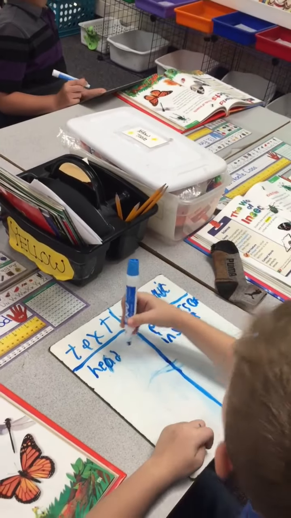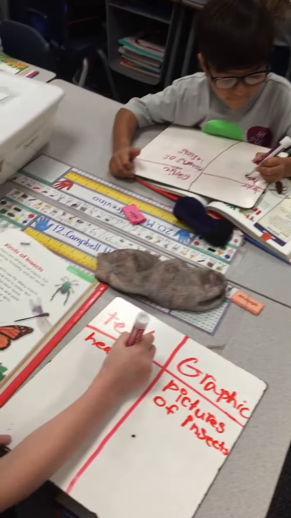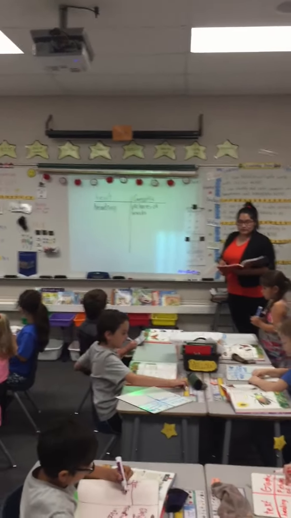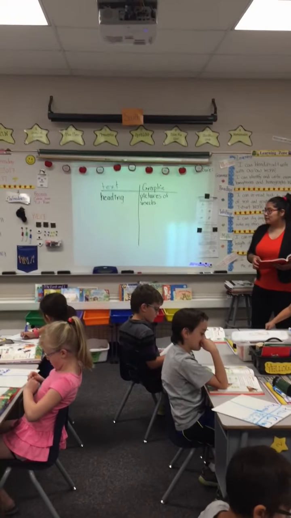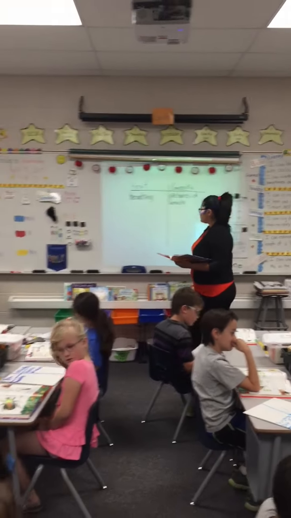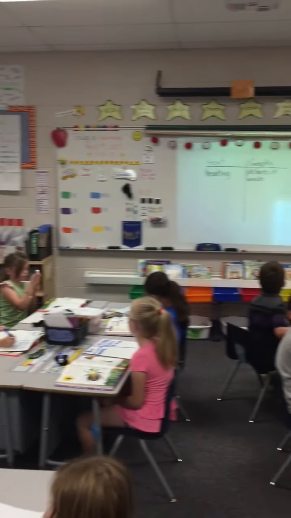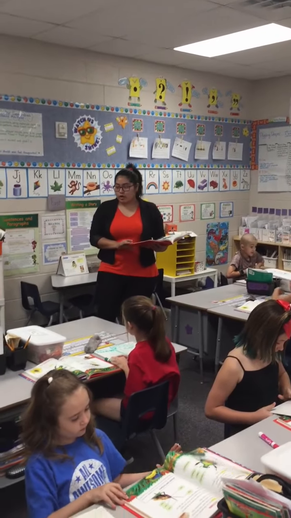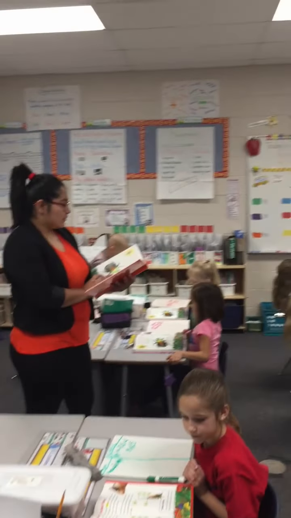So we have to make sure that we're paying attention to those different features in the book, and then we're gonna go ahead and talk about them. So when you're done writing, go ahead and turn to the next page. And don't forget to put the cap on your marker, guys. We'll be on page 192 now, and we're gonna get ready to start reading that one too.